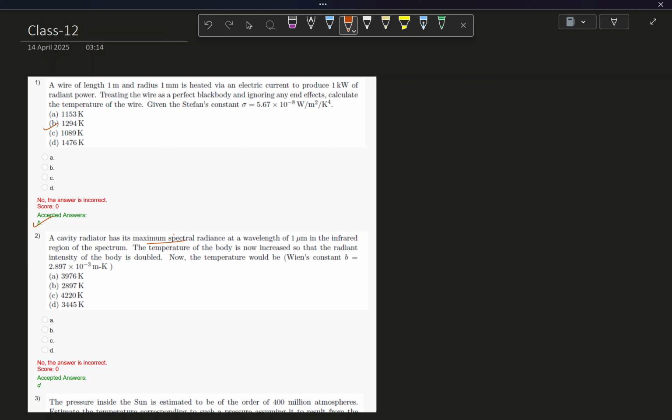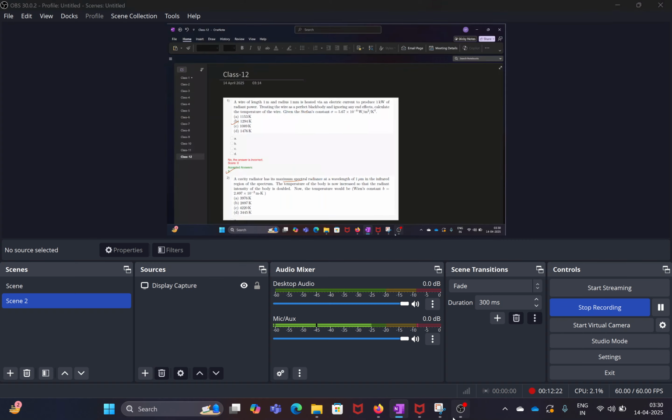So basically you have to find out the temperature of the body when the radiant intensity of the body is doubled. Earlier the intensity was something and now the radiant intensity of the body has doubled, so you have to find out how much the temperature of the body has increased, because only if the temperature is increasing will the radiant intensity of the body increase or double. So now the temperature would be what? This is the question given to you, and we learn how to solve this kind of problem.